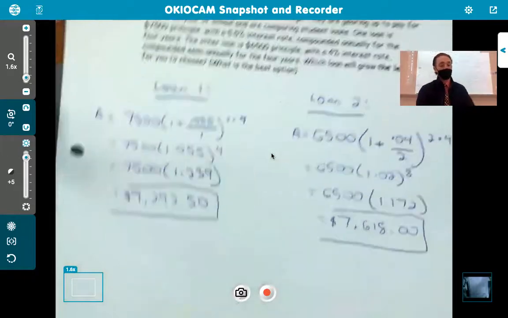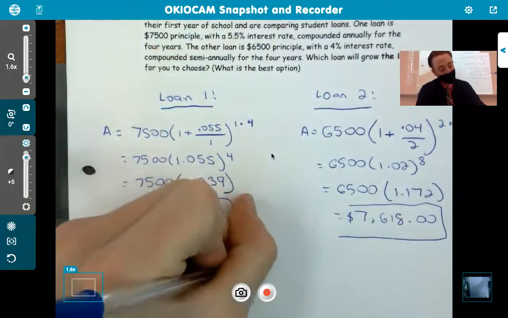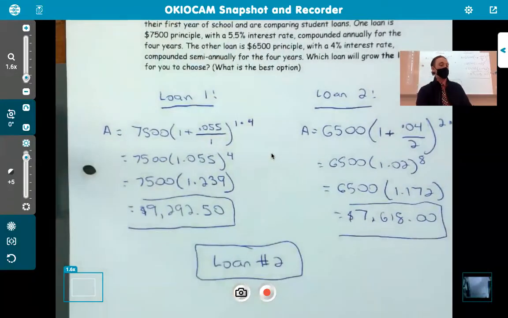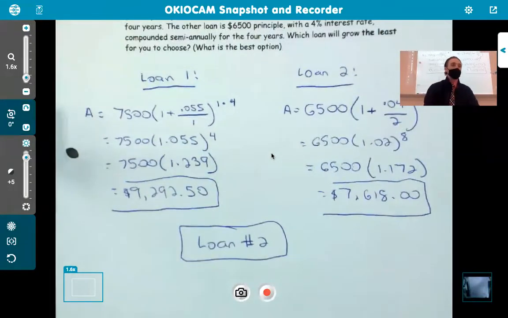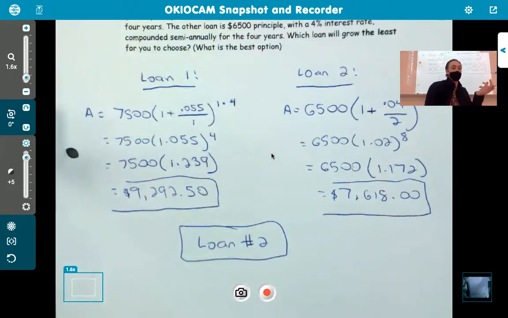So if I'm looking at this, right? Loan 1 and loan 2, well, which loan would you want to take? Which is the best option for you? 2, right? Because that's creating the least amount of debt, which is beneficial. So in this one, we're going to take loan number 2. But still, you recognize that it's still going to grow, right? It's not that I took a $6,500 loan out, I have to pay back $6,500. No, you have to pay back almost $1,100 more.